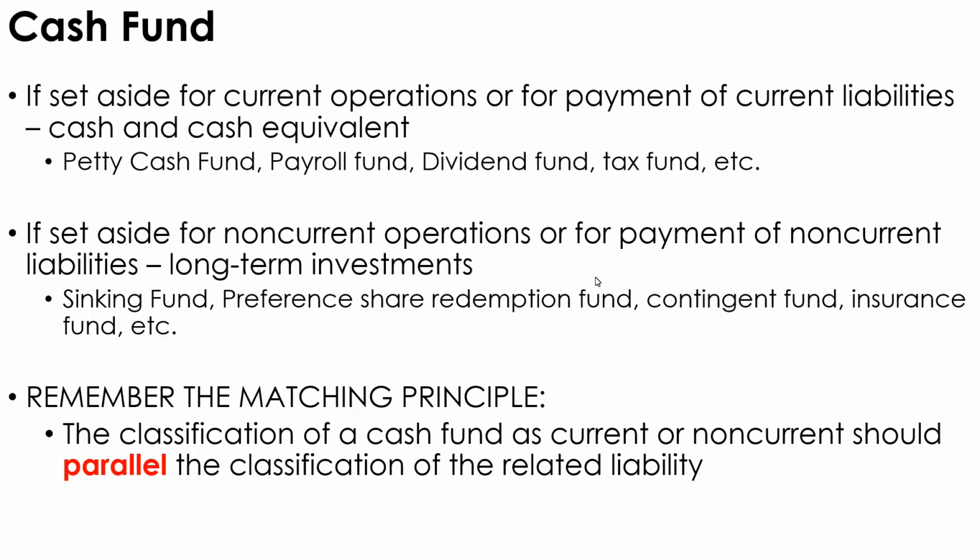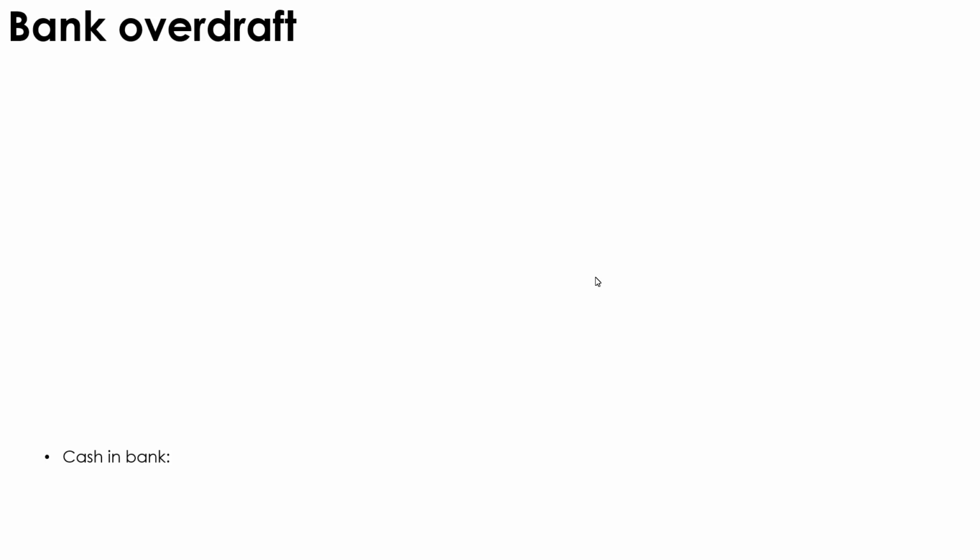And remember the matching principle. If a cash is set aside for a current operation, that is reported as a current asset. If a cash is set aside for a non-current operation or payment of a non-current liability, then it is a non-current asset. So let us now go on to bank overdraft. What is bank overdraft?